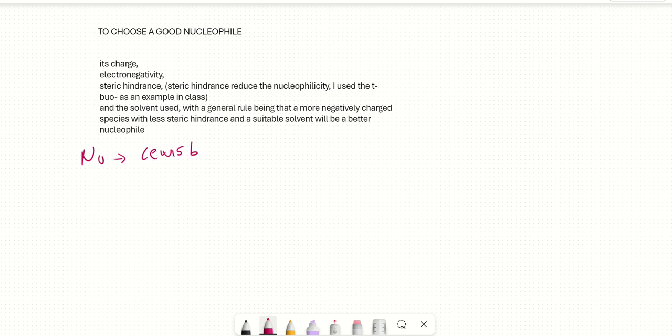Lewis base. So that means when it donates a pair of electrons to an atom other than a proton, for your purpose, usually carbon atoms here. So you're going to always use a carbon atom. What is nucleophilicity here? Nucleophilicity is measured by reaction rate.